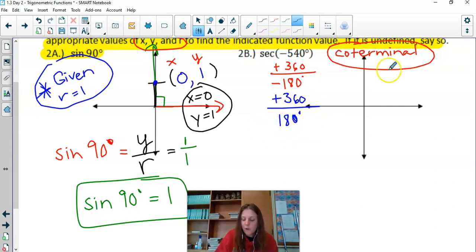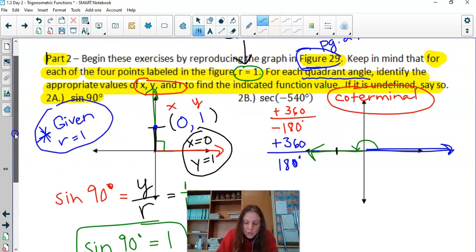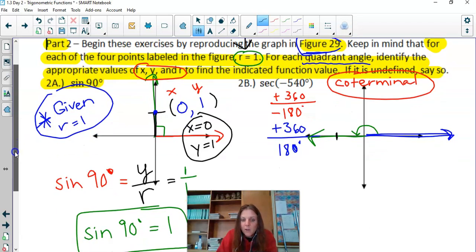So I'm going to graph 180 degrees. Starts over here at this initial side. Rotate straight up would be 90. Rotate over to this side would be 180 degrees. So it's just a line. I run into the same issue. Even if I put my point 1 unit out, and I know that I can do that because you are given that r equals 1.